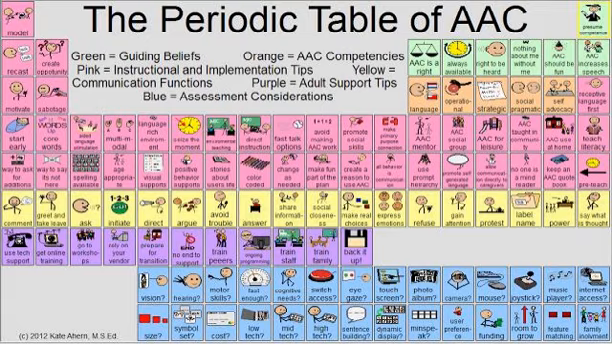Why don't we start with our low-tech device? So, Diana, you were going to take the lead on that article, but first, could you tell us a little bit about the picture exchange communication system, or just general AAC as it relates to the article? Sure, I can. Augmentative and alternative communication systems, which are AAC.